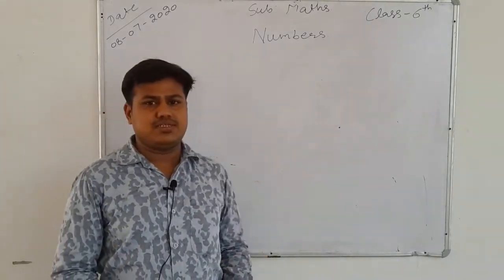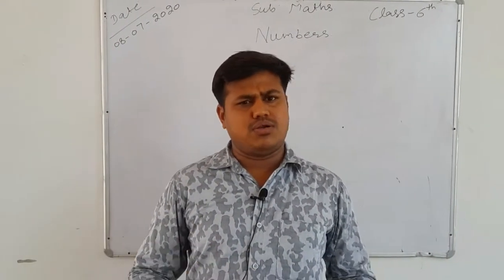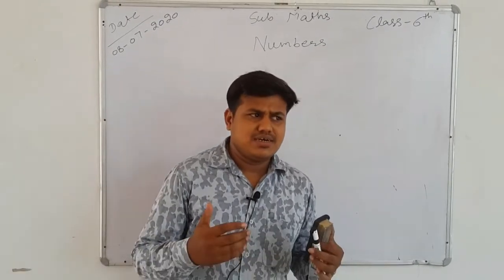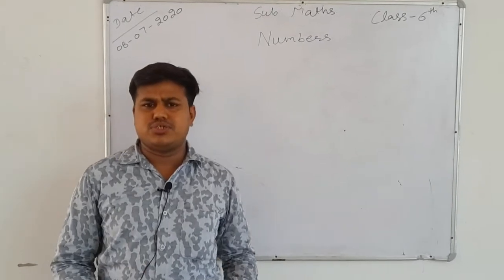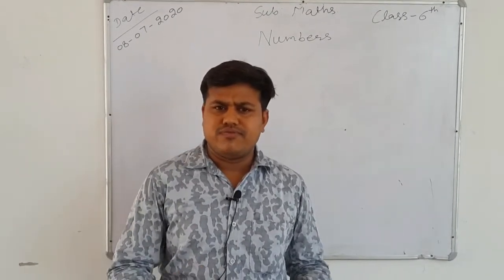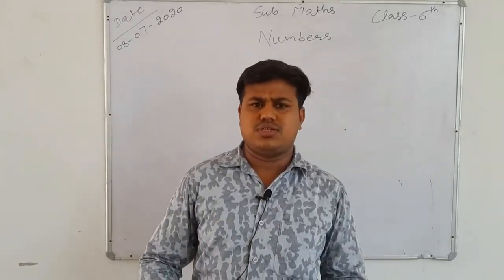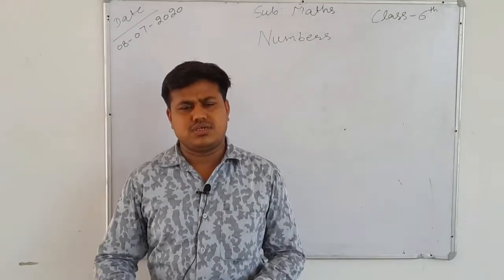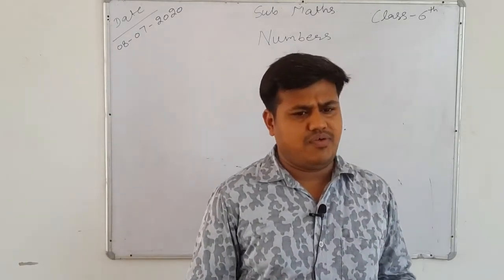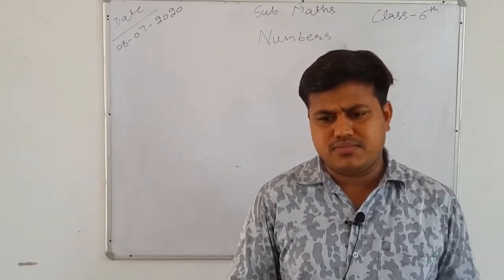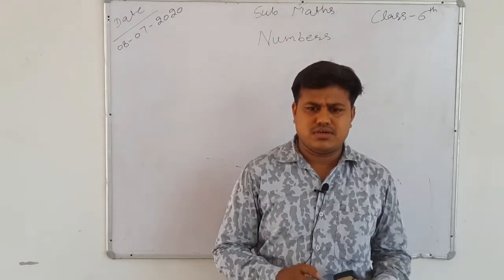Our second chapter is numbers, in which we have already discussed all the numbers like integers, natural numbers, whole numbers, composite numbers, prime numbers, fractions, rational numbers. We discussed these in the first chapter also. In this chapter we will discuss factors of every number, how we will find factors of every number, and what the uses of factors are.